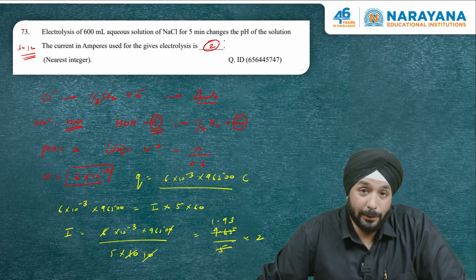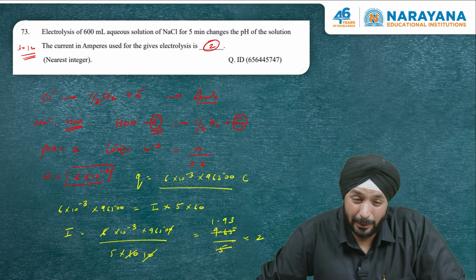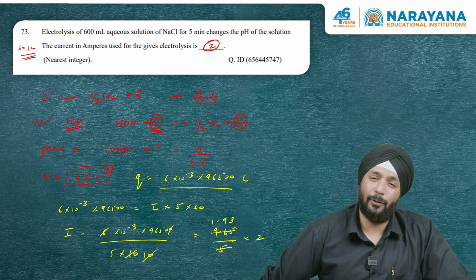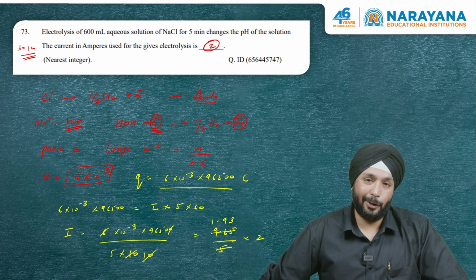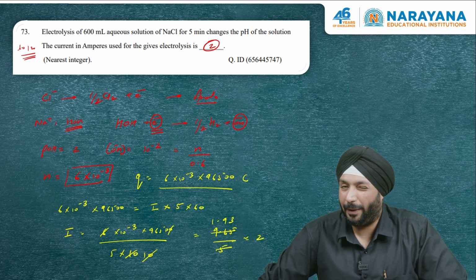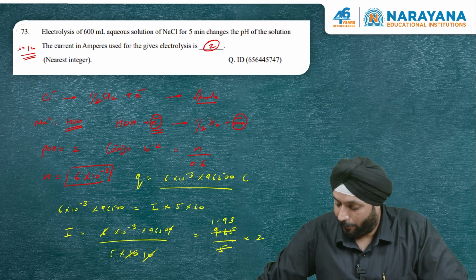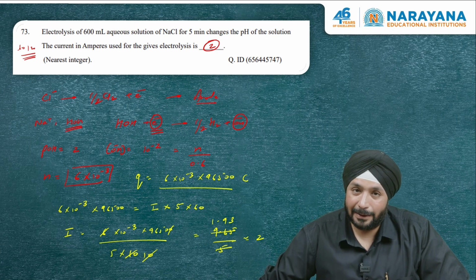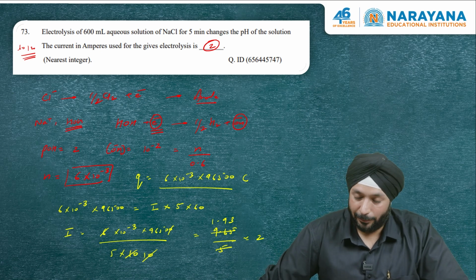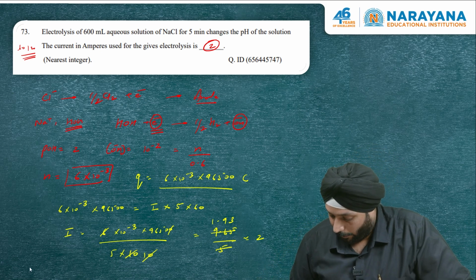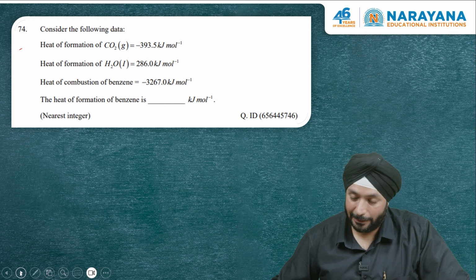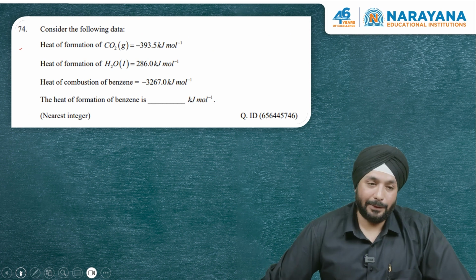Hope you understood. This is the simplest way to solve this question rather than application of the direct formula, that is W is equal to ZIT. I am not applying this formula. So when we can get the answer in a very simple way, we will use that simple way, right. So we will move ahead to the next question, a thermochemistry question, right.